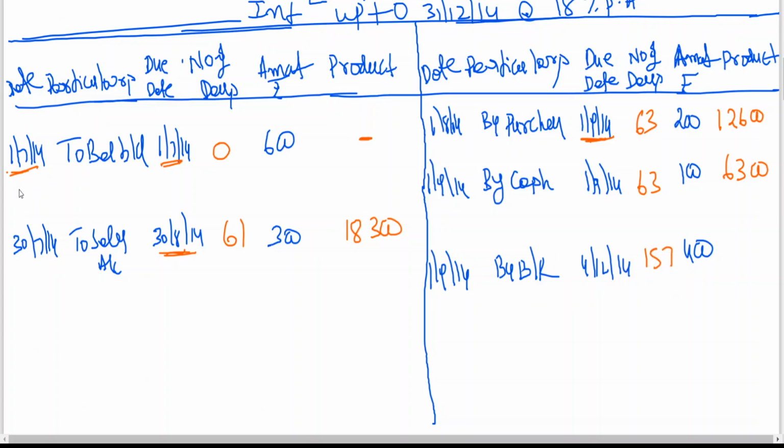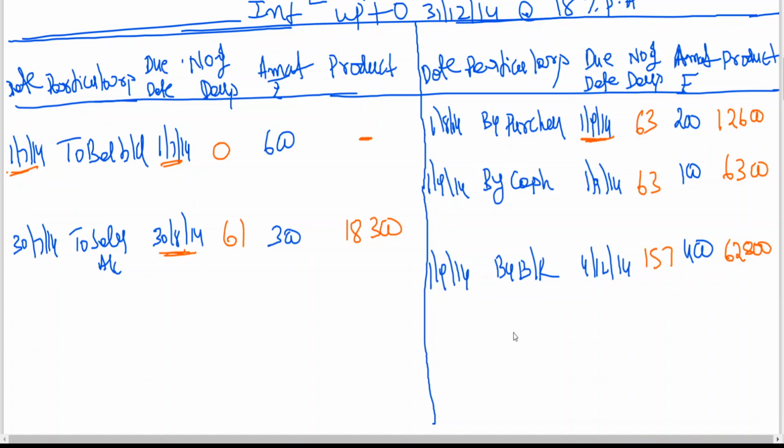1st July, how many days? Come on, tell me. 31. August, 31. September, 30. October, 31. November, 30. December, 4. It is coming to 157 days. 157 days into 400 rupees. How much? 62,800. That's it. Then we can write after completion of this.